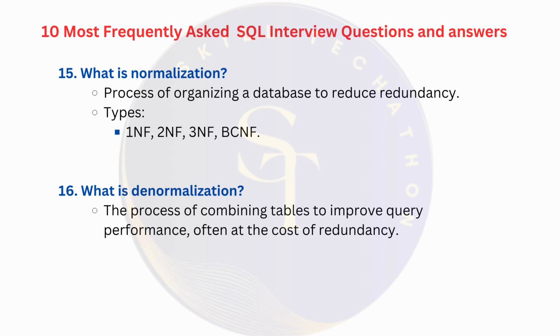Question number 16. What is denormalization? Denormalization is the process of combining normalized tables to improve read performance by reducing the need for joins. It involves adding redundancy or grouping data to simplify queries, and it's often used in data warehousing.